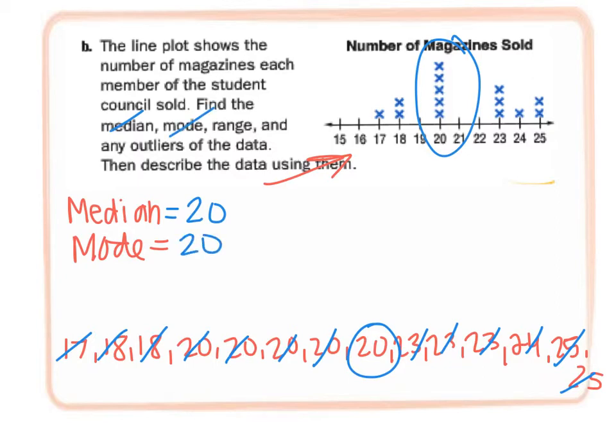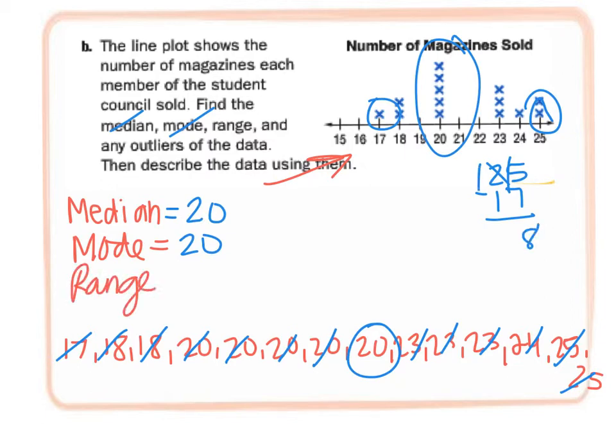The range, the biggest from the smallest, so 25 minus 17, 8. So the range is going to be 8. And then any outliers of the data. And there isn't anything too extreme, but my lowest is 17 and my highest is 25, so I don't think there would be any outliers in this data.